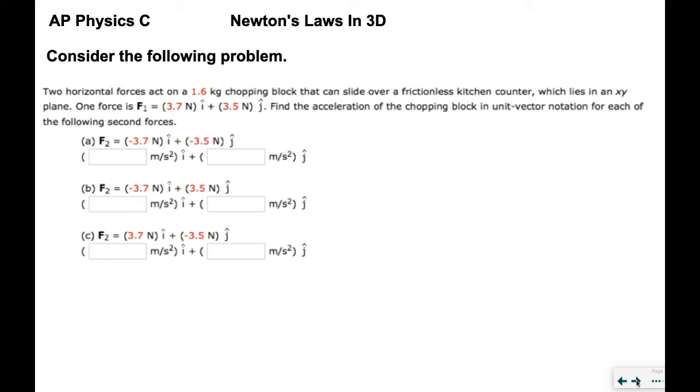So we have two forces that are acting, and in each one of these question parts, A, B, and C, the second force is given in IJK notation. That's different from F1, which is given in the problem statement. And it wants you to list the acceleration of the chopping block, or the object, in unit vector notation for each of the following second forces.